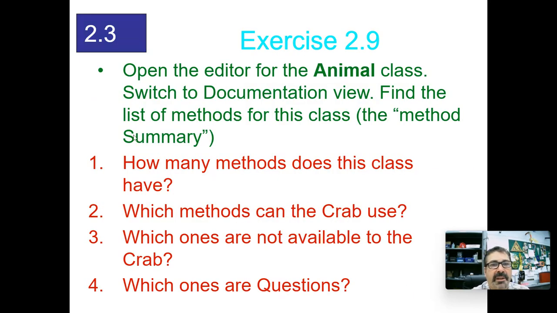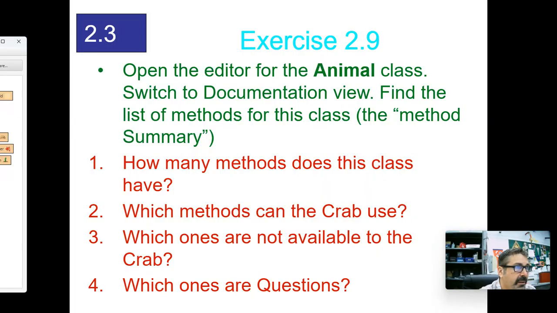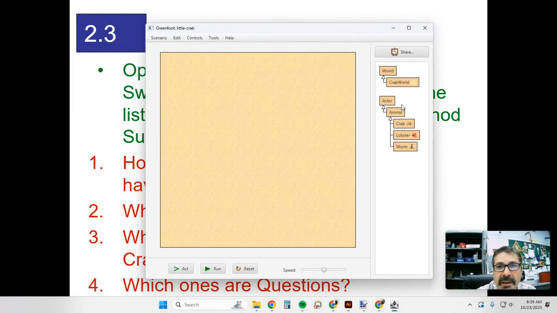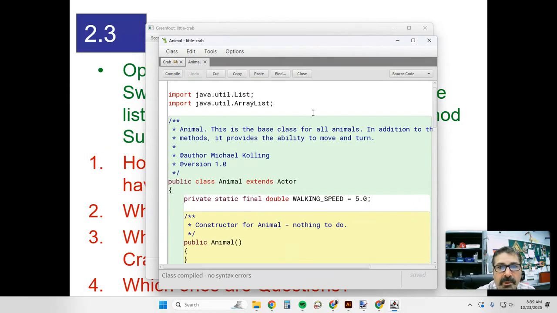Okay, exercise 2.9, we're going to do something. Open the editor for the animal class and switch to the documentation view. What that means is we're going to do something that looks like this. We're going to go into the editor for the animal class, okay?